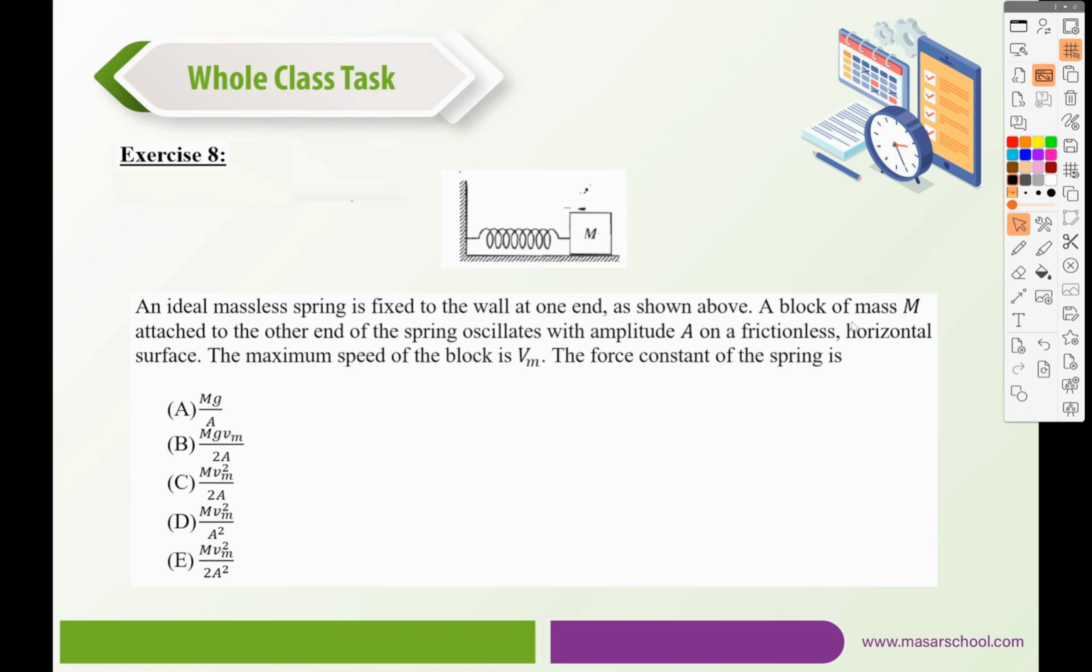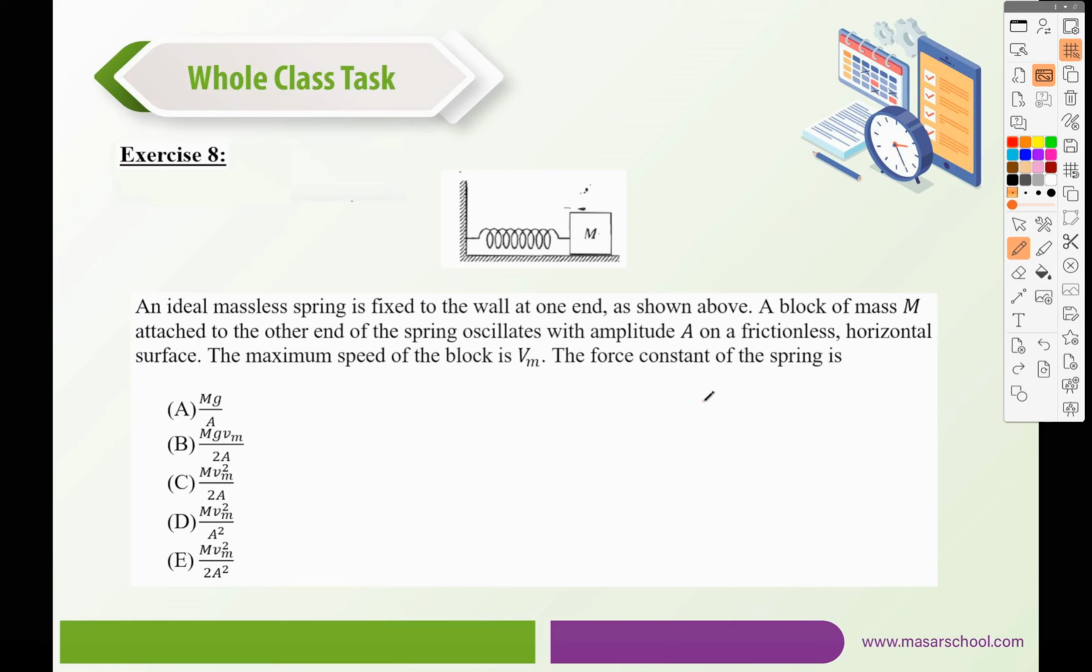Now, an ideal massless spring is fixed to the wall at one end as shown above. A block of mass capital M attached to the other end of the spring oscillates with amplitude A on a frictionless horizontal surface. The maximum speed of the block is V_m. The force constant of the spring is what?